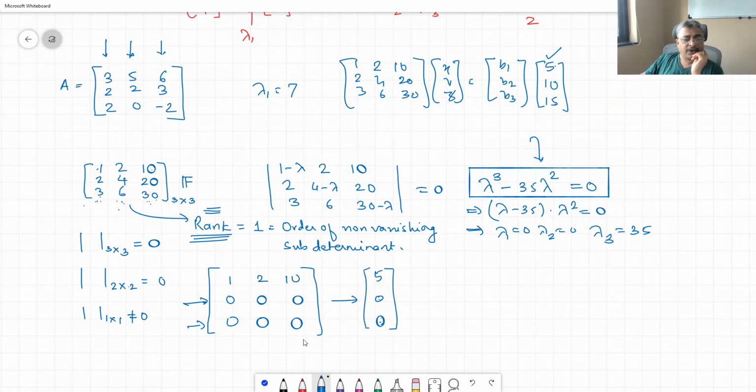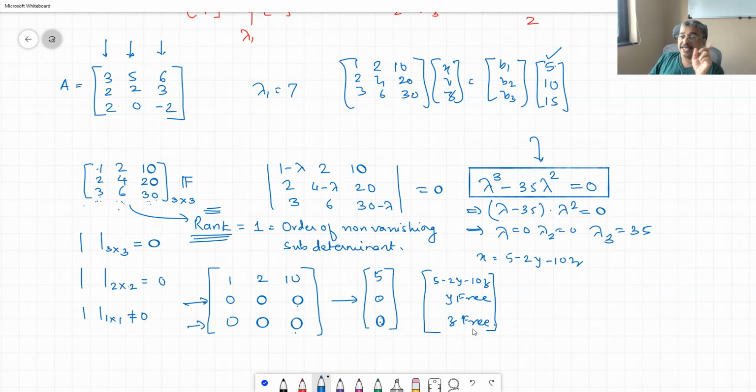Okay, and then what we will conclude based on our first lecture, you can take any value of z, you can take any value of y, and your x value will depend on y and z. So x is equal to 5 minus 2y minus 10z. So 5 minus 2y minus 10z is going to be your solution set. So if we look at the solution set now, there are two free variables. This is free, this is free.